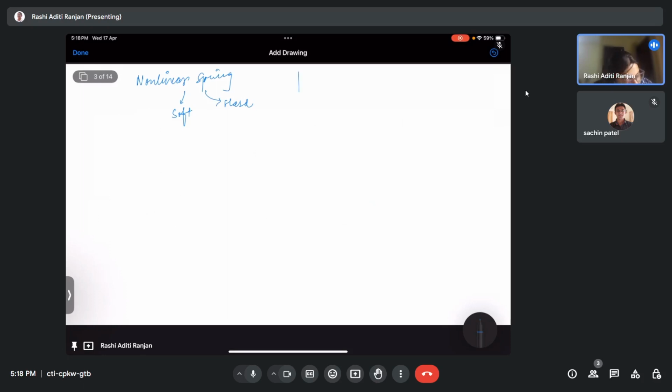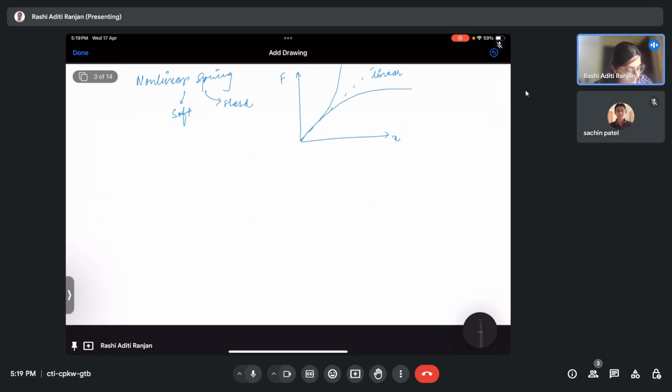So for my linear spring, if this is my spring force and this is my x, which is the spring deformation, my linear spring is something like this, right? A linear relation. And the slope is going to give me the stiffness of the spring. So this is my linear spring. Then I have two cases wherein the behavior diverges.